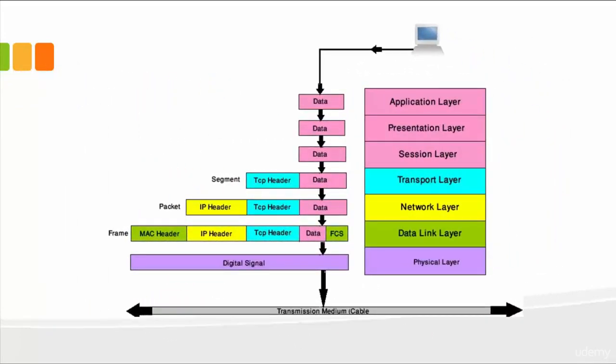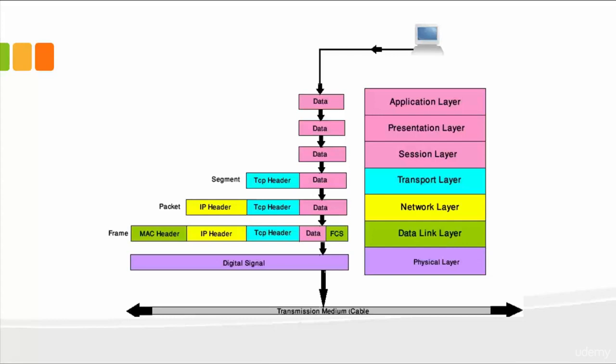So once again, it contains 7 layers, starting from the bottom, which is the physical layer, the data link layer, the network layer, transport, session, presentation, and application. So when a computer sends some data to another computer, obviously the medium of transmission is the cable or the wireless. So the data travels directly from the computer and passes through each of these layers.